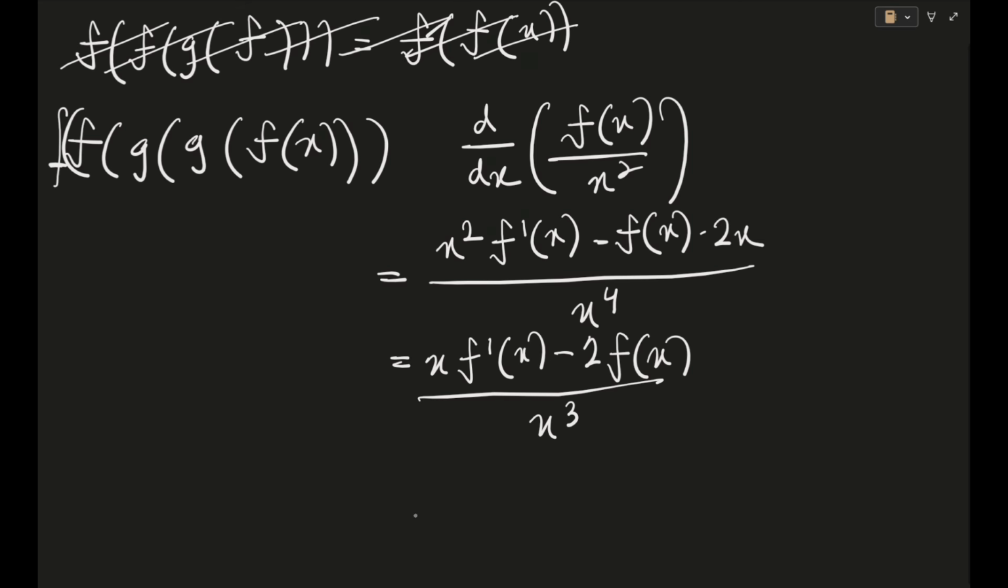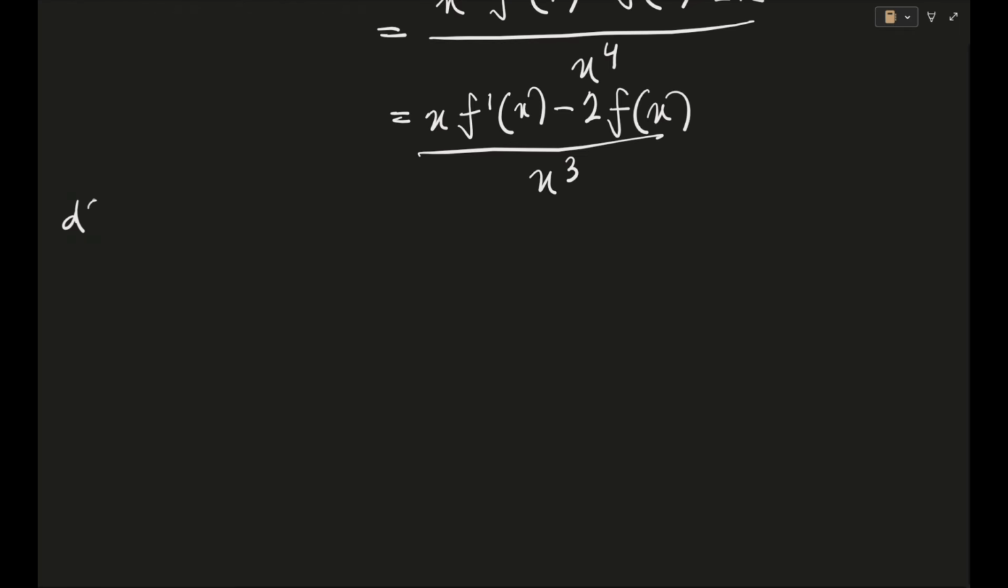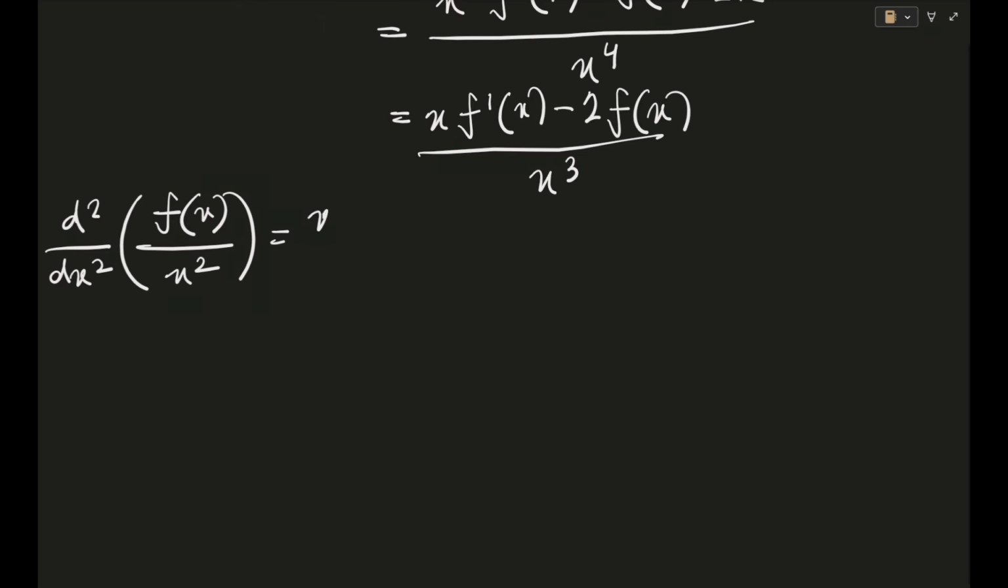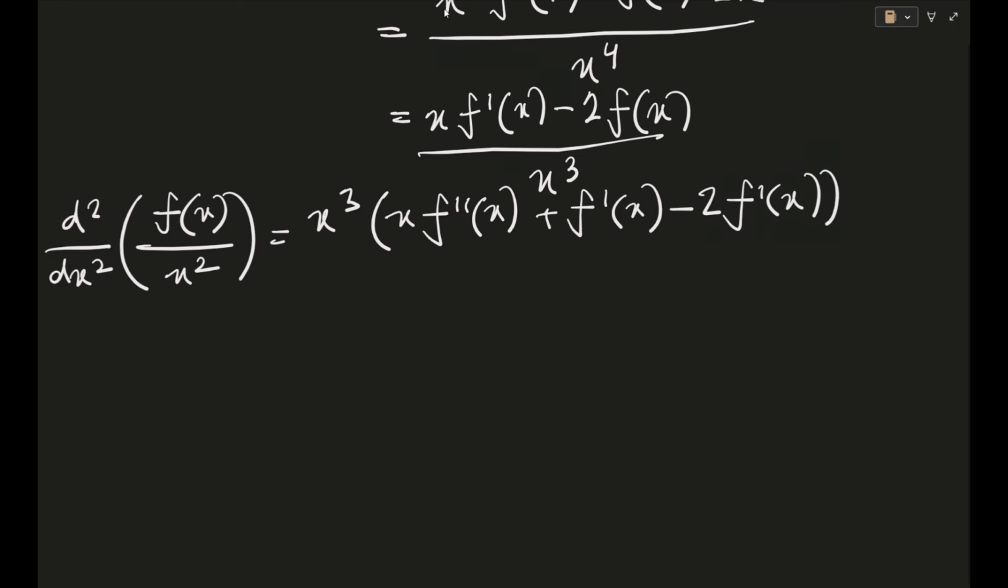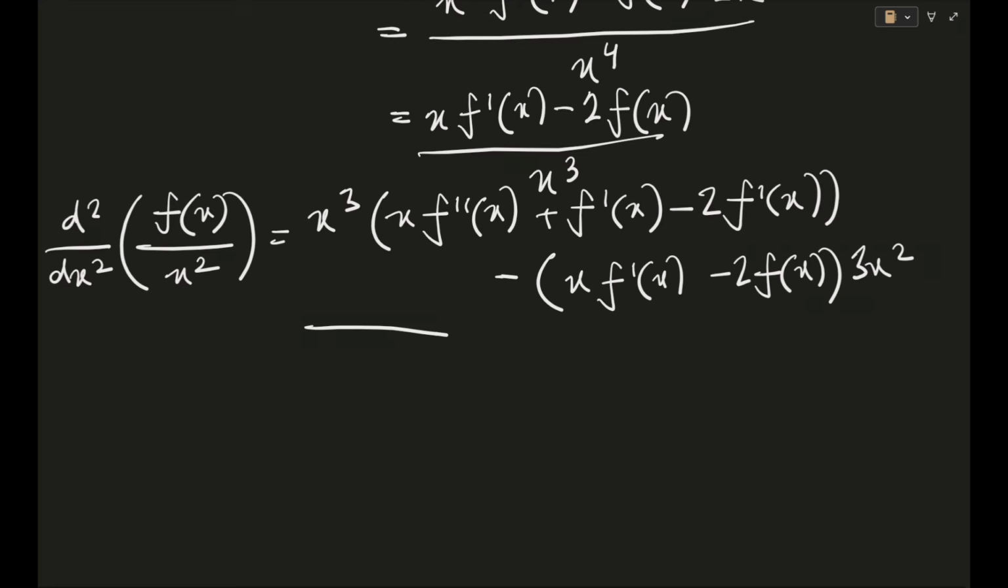First thing. Second thing is when we double differentiate this once again, I will move a little down. So when we double differentiate once again, d2 by dx2 of f of x by x square, this thing will come out to be, I'm writing the result, x cube into x f double dash x plus f dash x minus 2f dash x. Okay, and minus the bracket x times f dash x minus 2f of x times 3x square, and this whole thing is divided by x to the power 6.